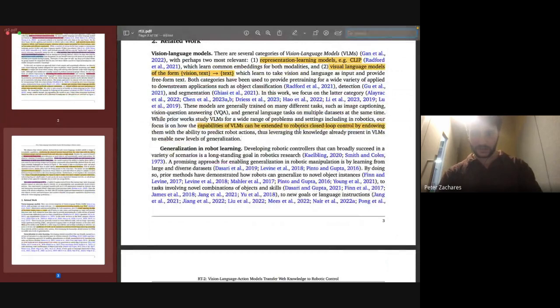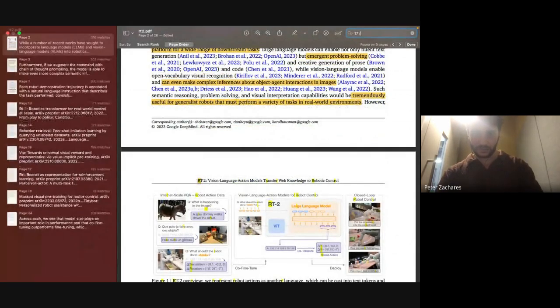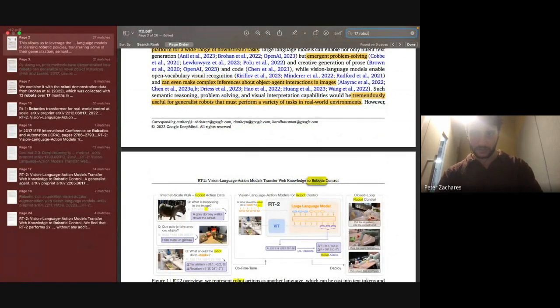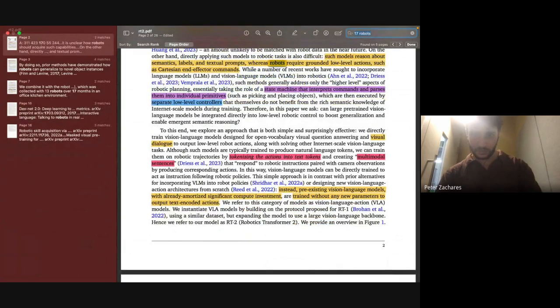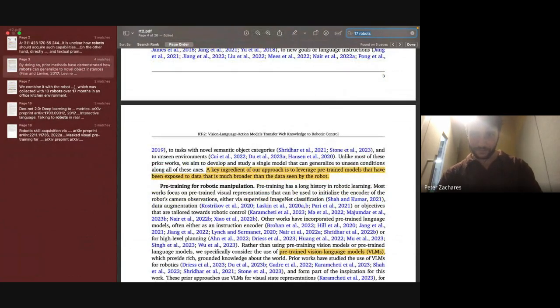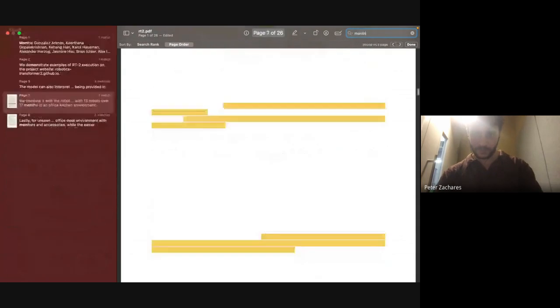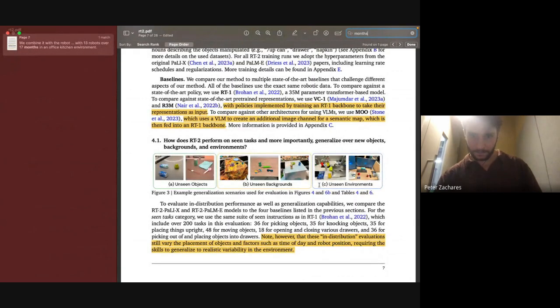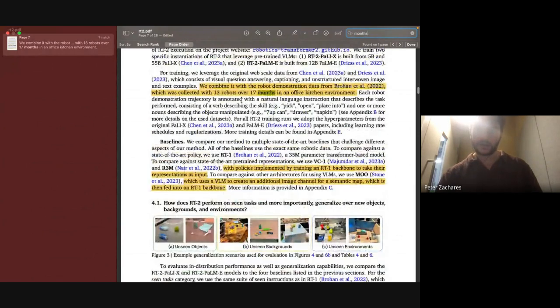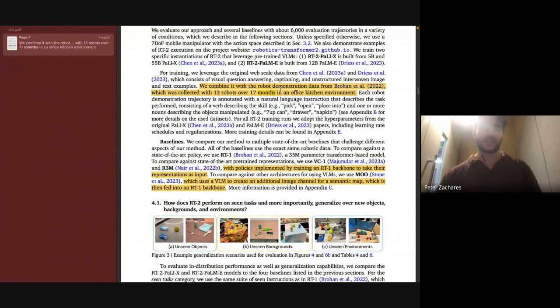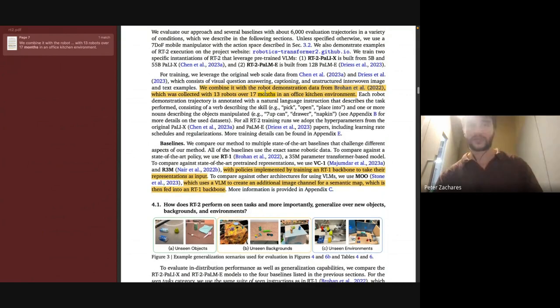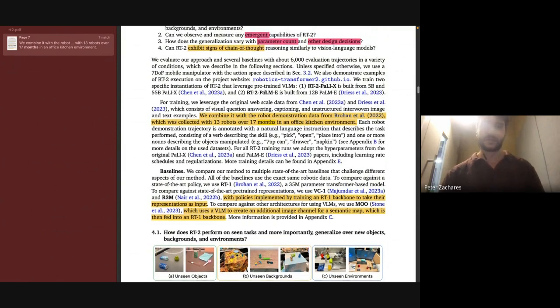It says like 17... months. Oh yeah. So the robotics data that was collected for this was collected with 13 robots over 17 months in an office kitchen environment. So basically, in a specific room, they were collecting data for almost a year and a half to create this model.